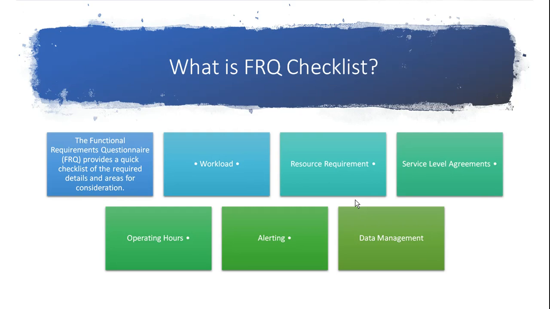So in the same way, what is the FRQ checklist, how does it work? The functional requirement questionnaire provides a quick checklist of the record details and areas for consideration, like workload, how the work balance has been incorporated through the RPA process, how the workload is, which means how many lakhs of records will come and how the process will happen through ODBC server or Excel management or SQL server or some other RDBMS or cloud-based servers. So that type of workload and work distribution.